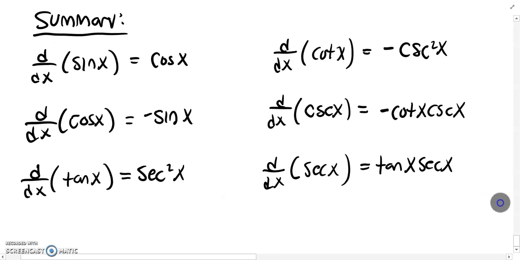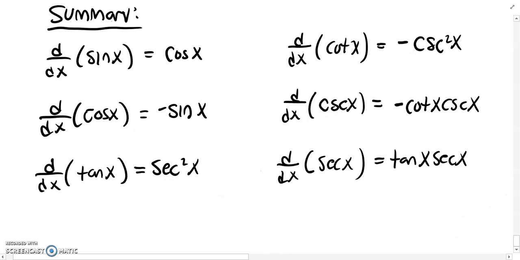So that summarizes all 6 of the trig functions now. So let's take a look at them all together. So you have your sine and cosine that we talked about, and then these new 4 derivatives. So tangent is secant squared, cotangent's negative cosecant squared, and then we have those final 2.